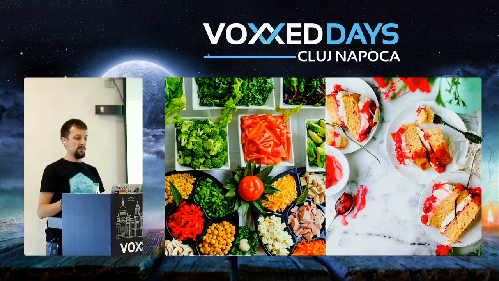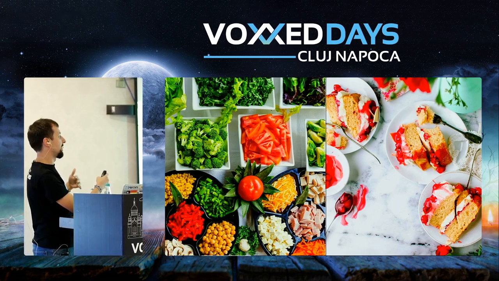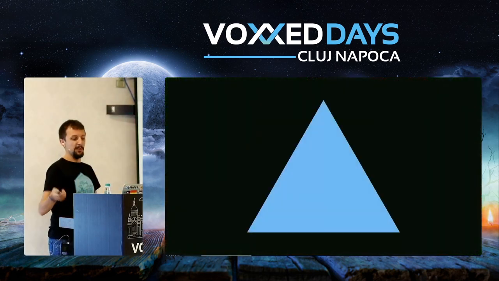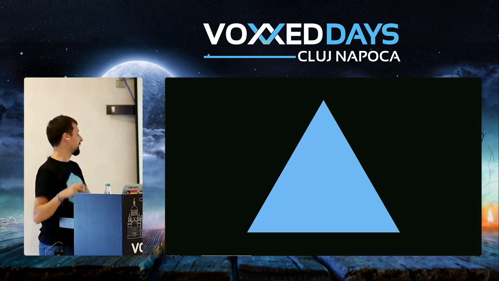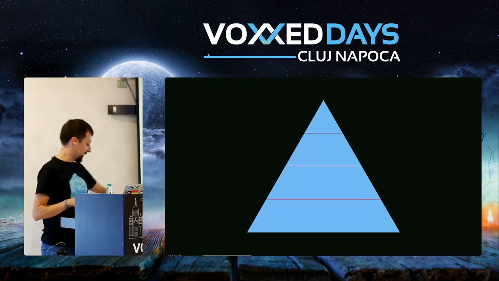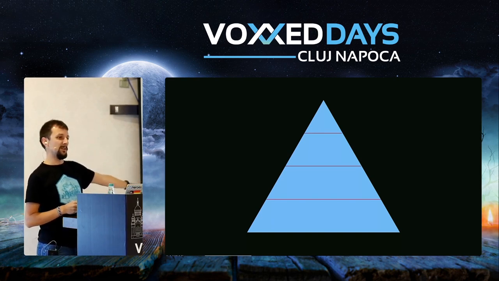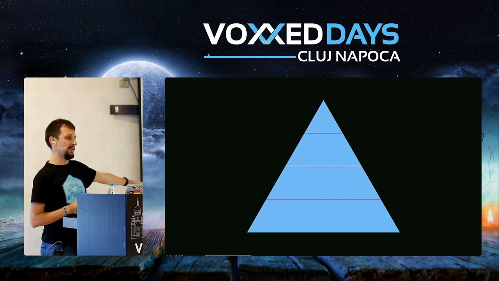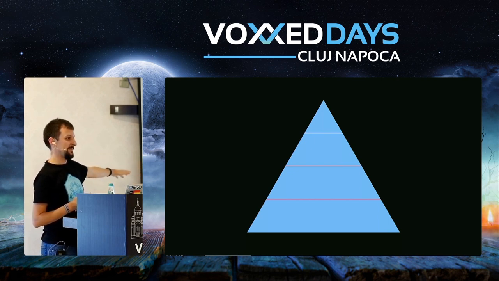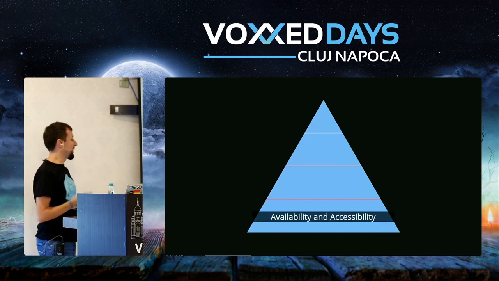So what are those fundamentals? We're talking about needs here, so I went with a parallel with the human needs, right? So let's build a pyramid of the user needs. Considering what we just talked about for 20 minutes, what is the fundamental need? What should go there? The bottom one. Anyone? It is availability and accessibility.